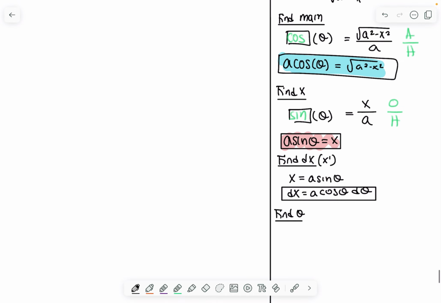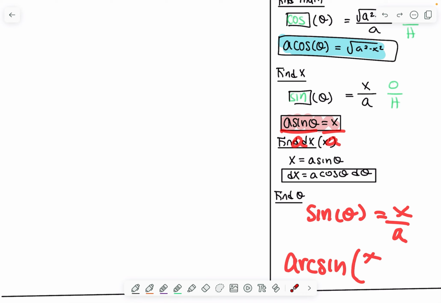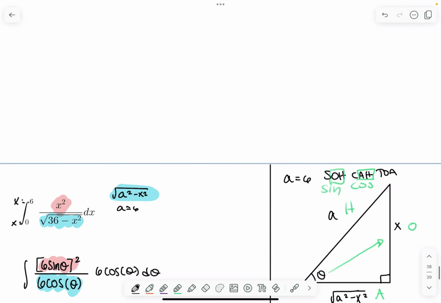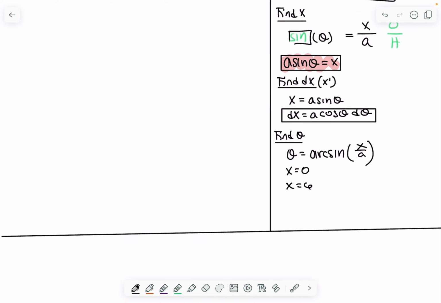So to find theta, I always take this formula with the x, and I say, okay, I want to solve for theta, so I can divide by a. So now I'm left with sine of theta is equal to x over a. And then to solve for theta, remember, it's just arc sine. It's the inverse. So arc sine of x over a is equal to theta. So if I have x is equal to 0, and I have x is equal to 6, what is theta?